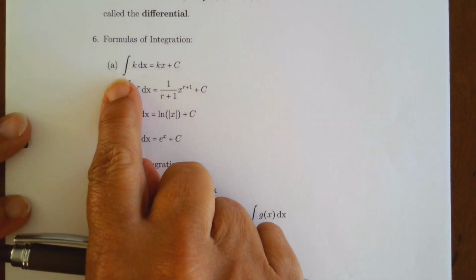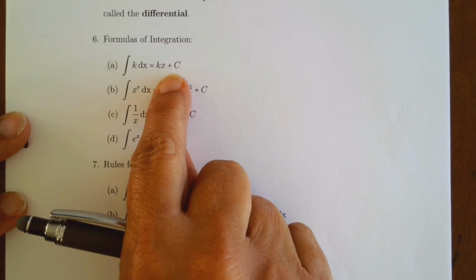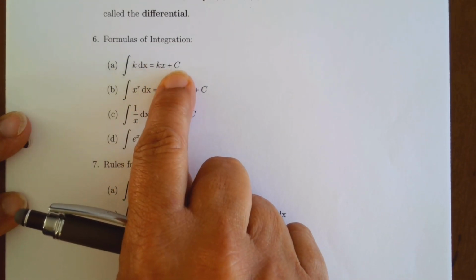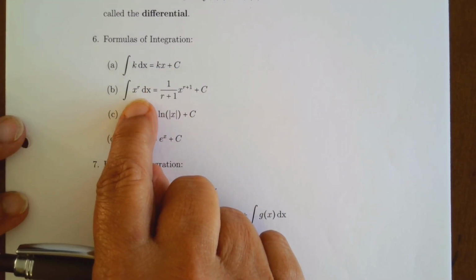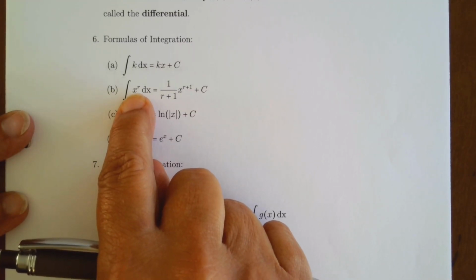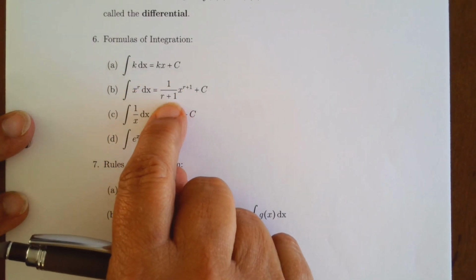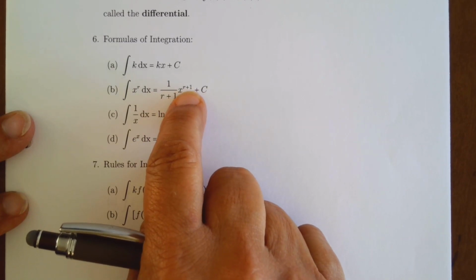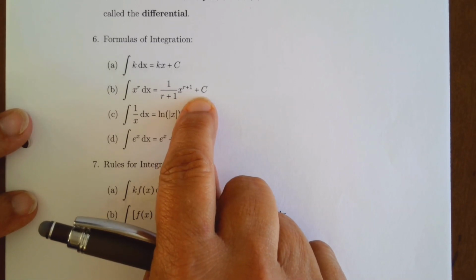When you're integrating a constant, where k is your constant, the integral or the antiderivative will be kx plus C. When you're finding the antiderivative of x to some power, you're going to take whatever the power is and add 1 to it. So it'd be 1 over r plus 1, whatever that is plus 1, and then x to the r plus 1. And always at the end, we're going to tack on that plus C.